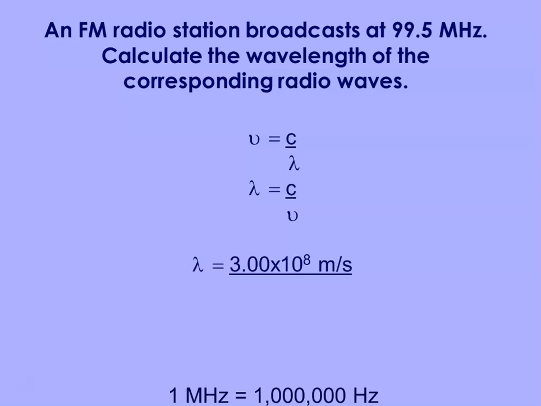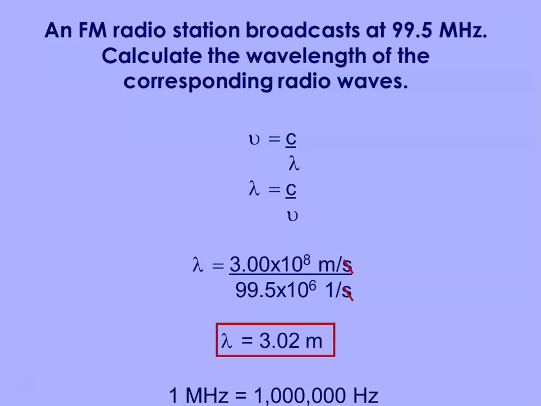Speed of light is 3 times 10 to the 8th meters per second. 1 megahertz would be the equivalent of 1 million hertz. So if I convert megahertz to hertz, I would get 99.5 times 10 to the 6th hertz, or seconds to the -1. I'm writing it in the form of 1 over seconds so that you can see how the units cancel out. And when you do the math through, you get that the wavelength is 3.02 meters. Remember again that radio waves are going to be pretty long.